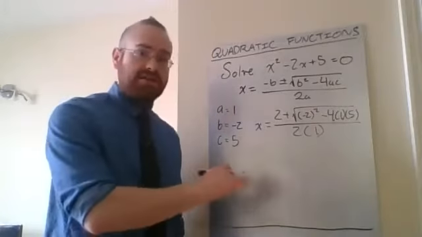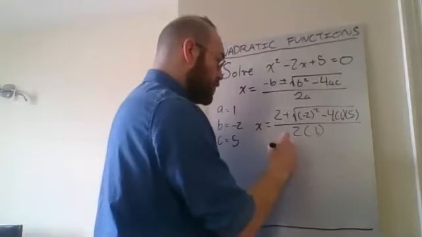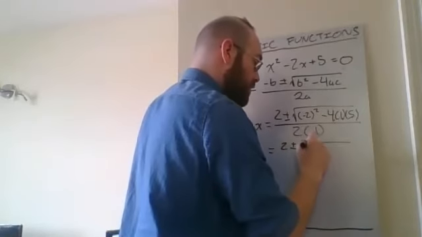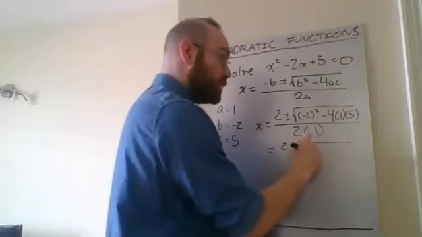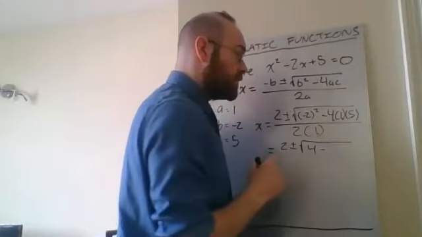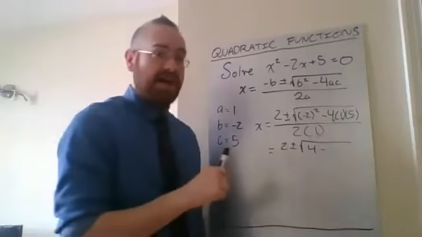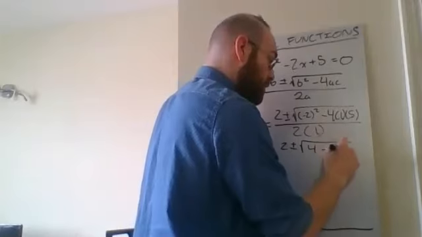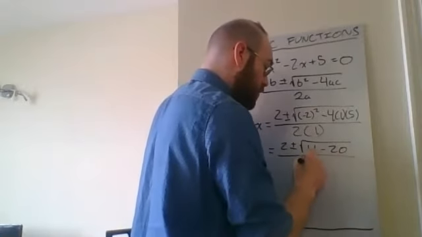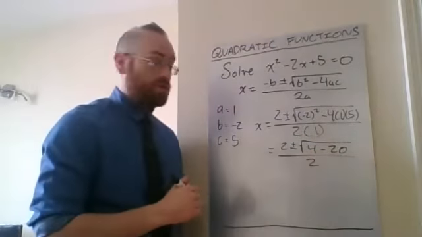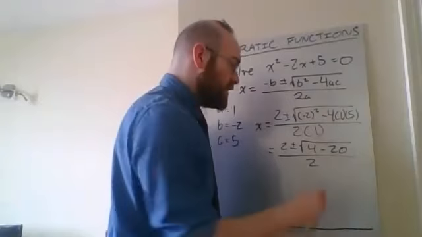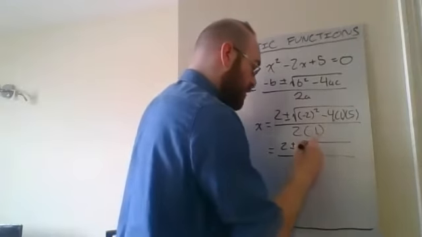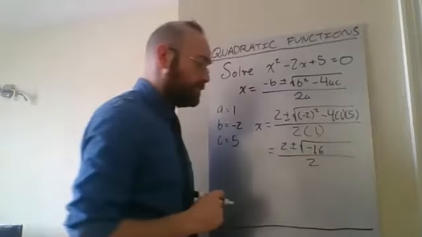So let's take it a step further and simplify. So we have 2 plus or minus the square root of negative 2 squared, which is 4, minus 4 times 1 times 5, which is 20, all divided by 2 times 1, which is 2. So let's take a moment to simplify this further. 4 minus 20 is negative 16.